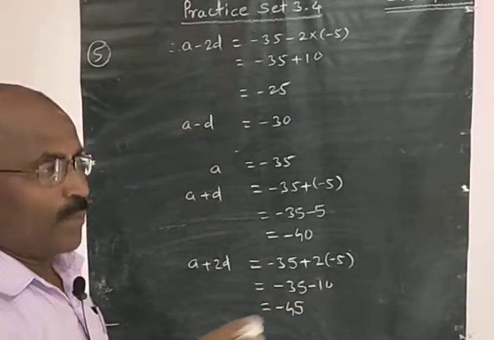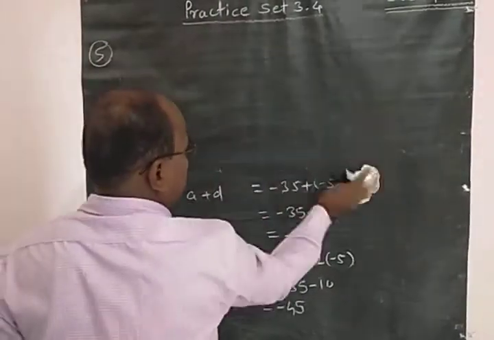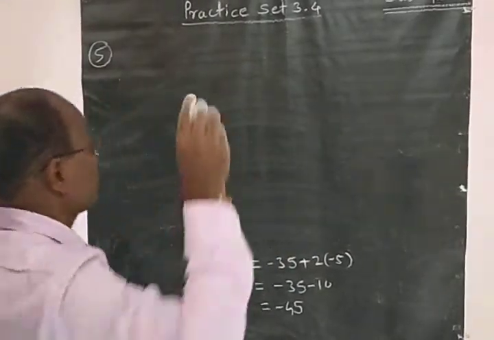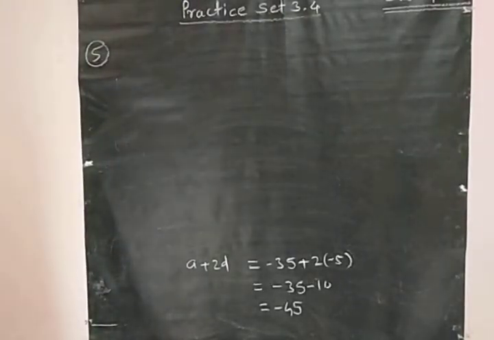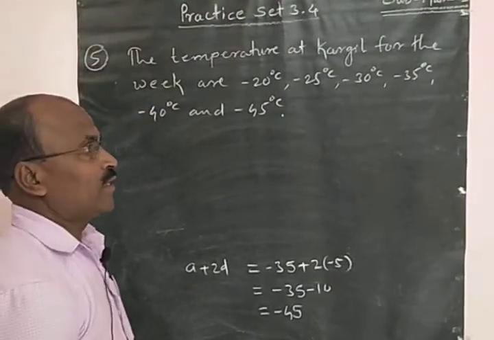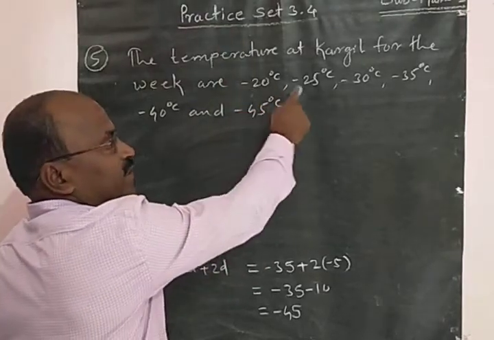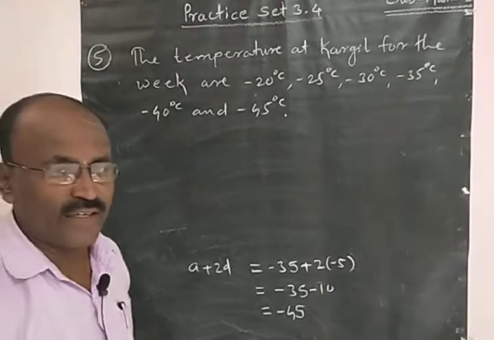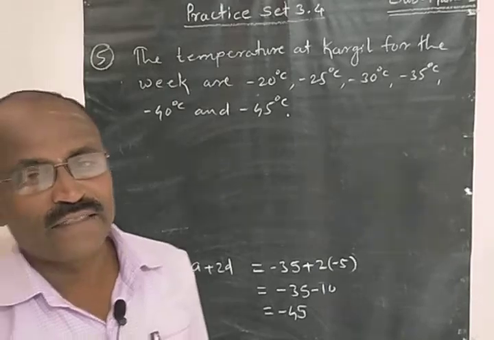Therefore, the temperatures of 6 days, from Monday to Saturday, the temperature at Kargil for the week are minus 20 degrees Celsius, minus 25 degrees Celsius, minus 30 degrees Celsius, minus 35 degrees Celsius, minus 40 degrees Celsius and minus 45 degrees Celsius.